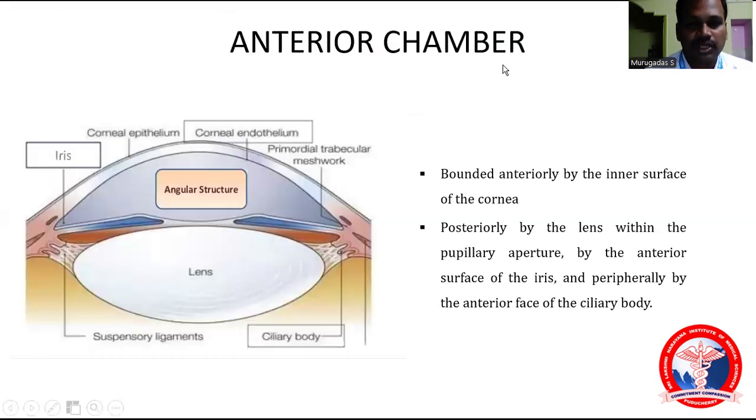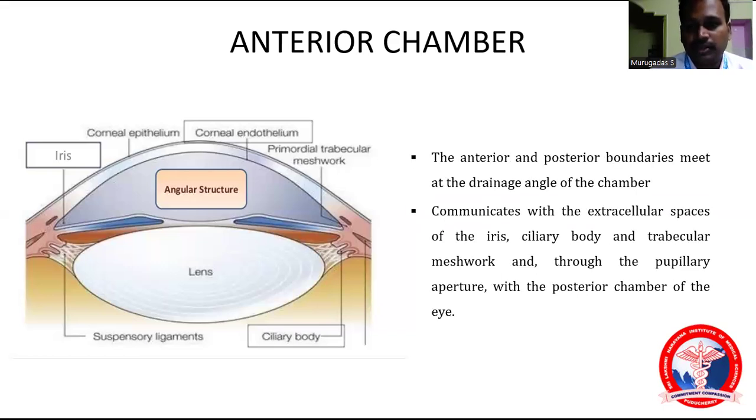So first, let us see what is anterior chamber. Anterior chamber is a space present between the cornea and the lens, that is, and the iris. It is bounded anteriorly by the posterior surface of the cornea, posteriorly by the anterior surface of the iris in the periphery, and the pupillary aperture in the center. The content of this anterior chamber, as we all know, is aqueous that has been secreted from the ciliary body or the ciliary epithelium.